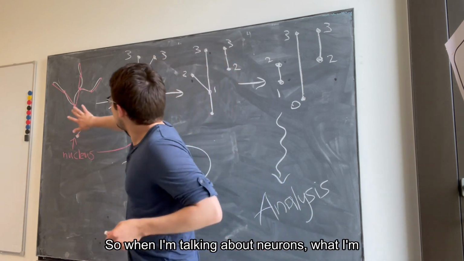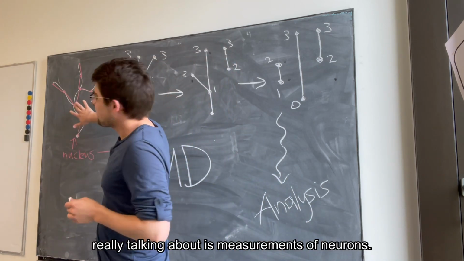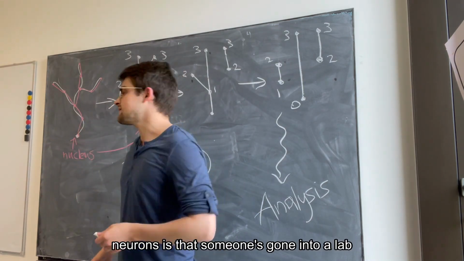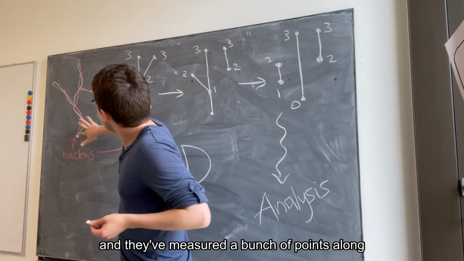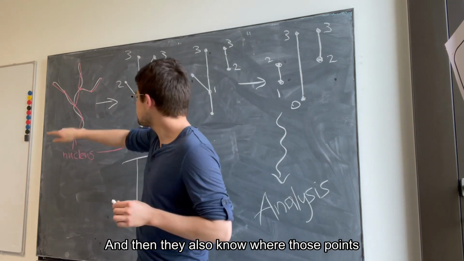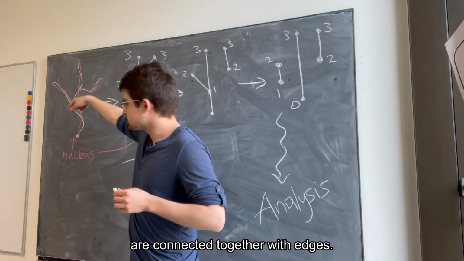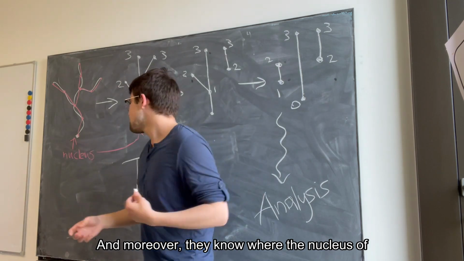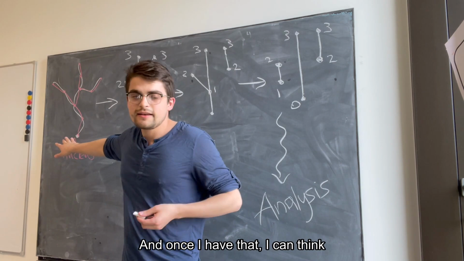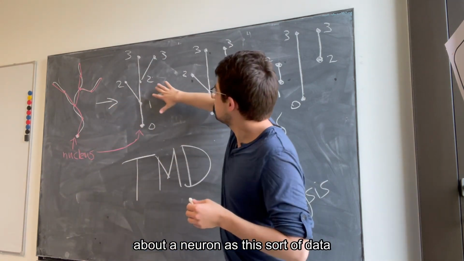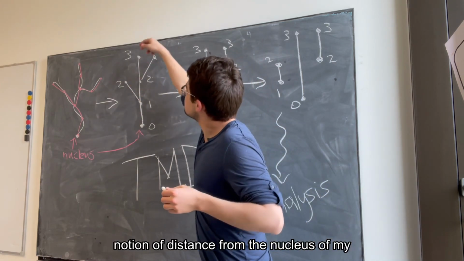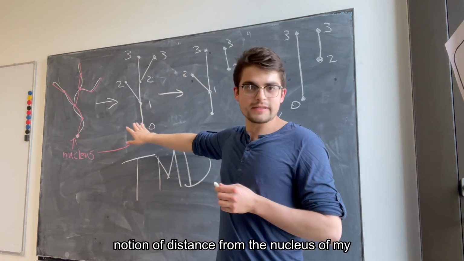So when I'm talking about neurons, what I'm really talking about is measurements of neurons. And the way that I usually think about neurons is that someone's gone into a lab and they've measured a bunch of points along the neuron, and then they also know where those points are connected together with edges. And moreover, they know where the nucleus of the neuron is. And once I have that, I can think about a neuron as this sort of data structure, where each point has some sort of notion of distance from the nucleus of my neuron.